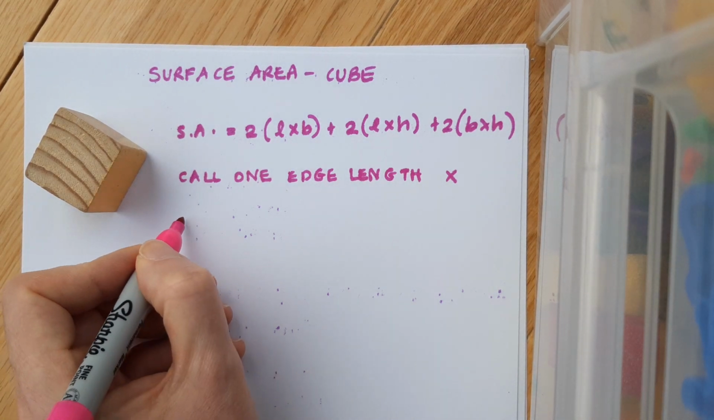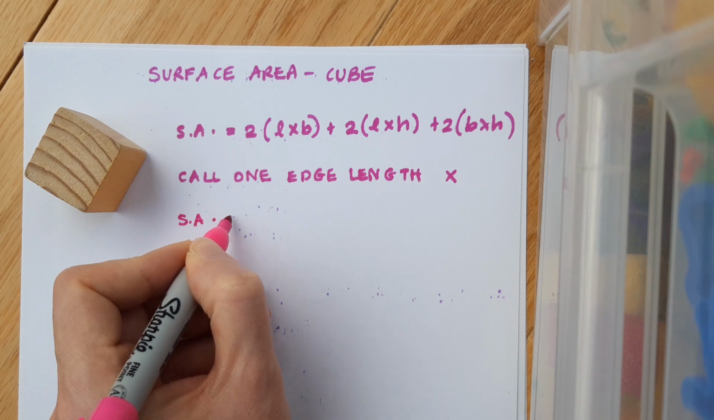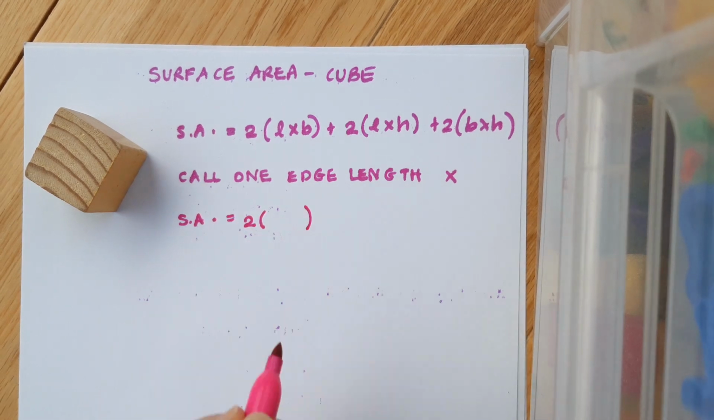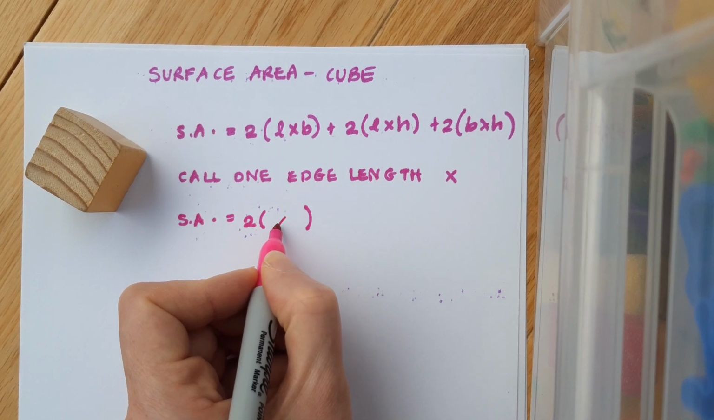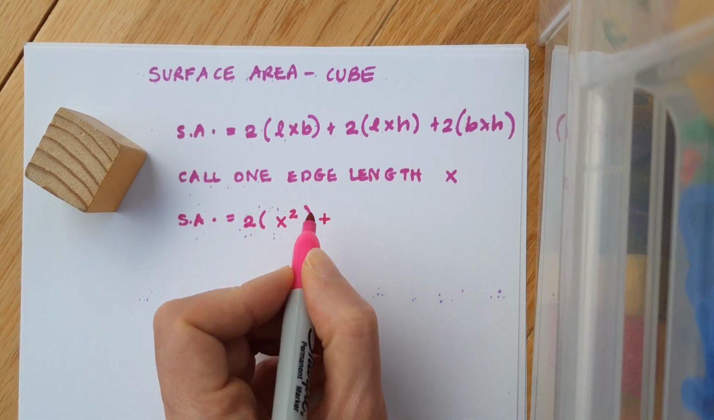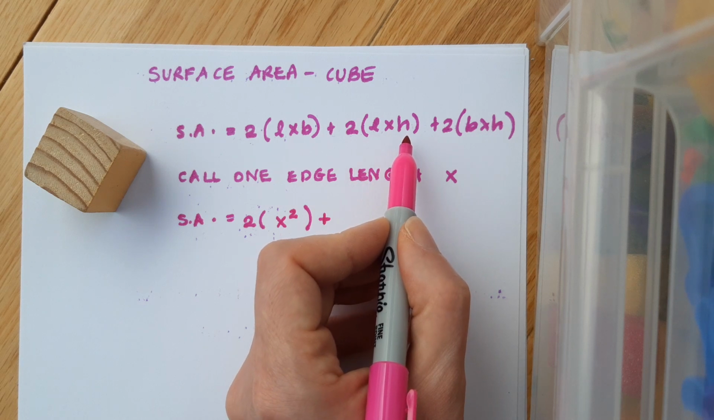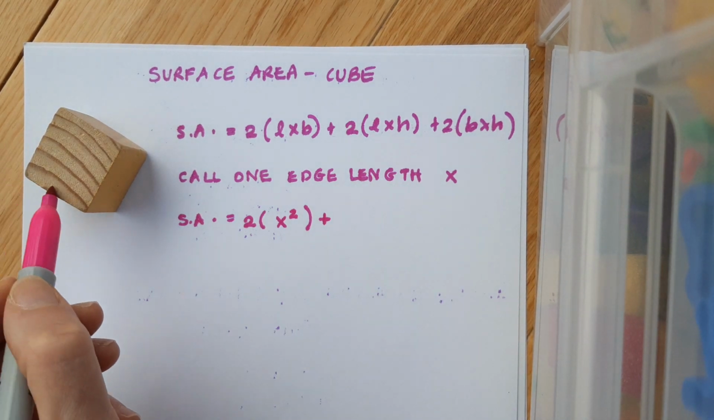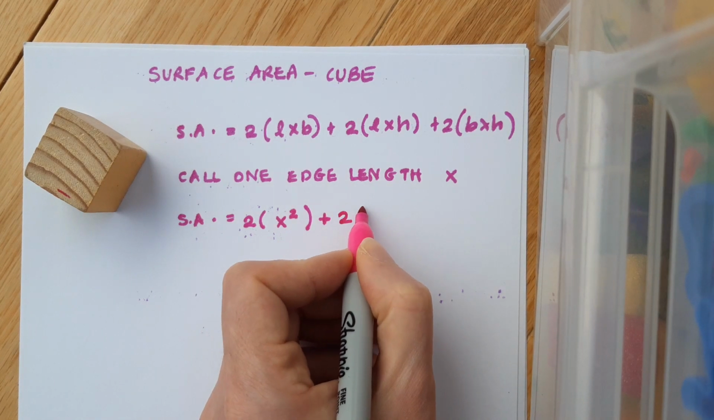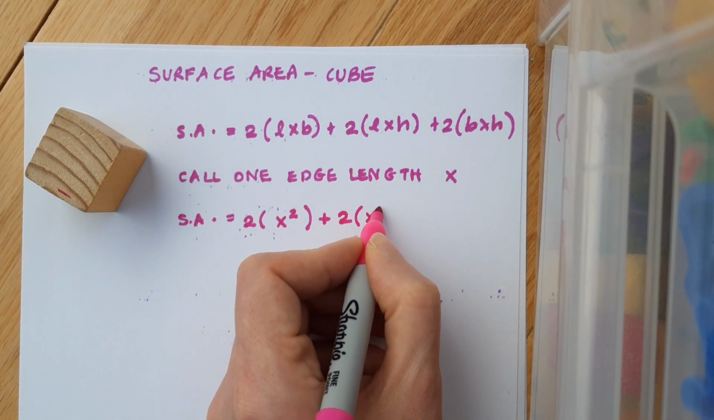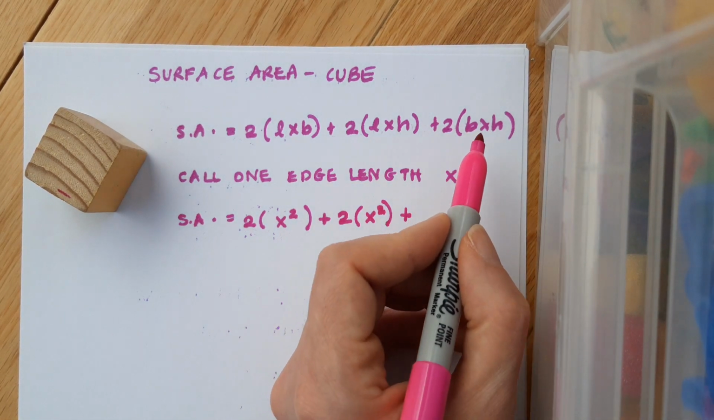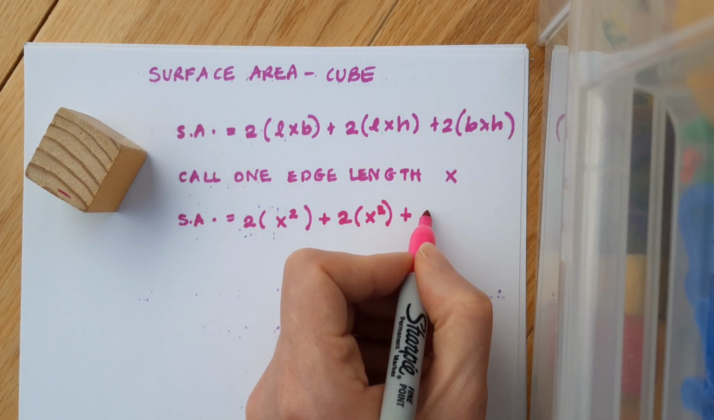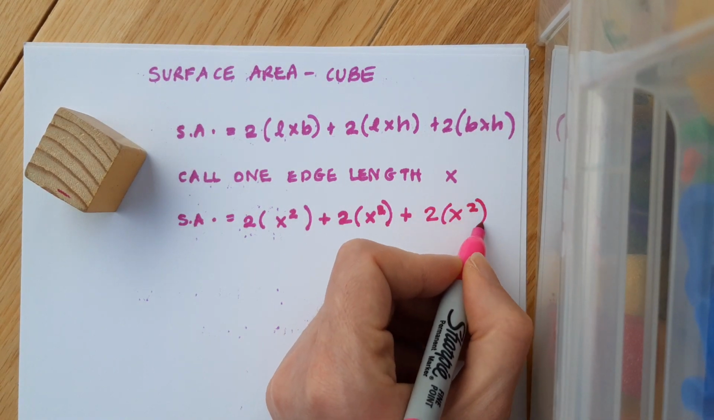Okay, so my surface area formula is twice length by breadth. Now, if I call length and breadth both of them x, well, x by x will be x squared. And if I call my length and my height x as well, so all my dimensions are really x because all the measurements are the same, I'm going to have twice x by x again. X by x is x squared. And finally, twice breadth by height. And again, if all the measurements can be called x, then breadth by height is x by x. So that's twice x squared again.